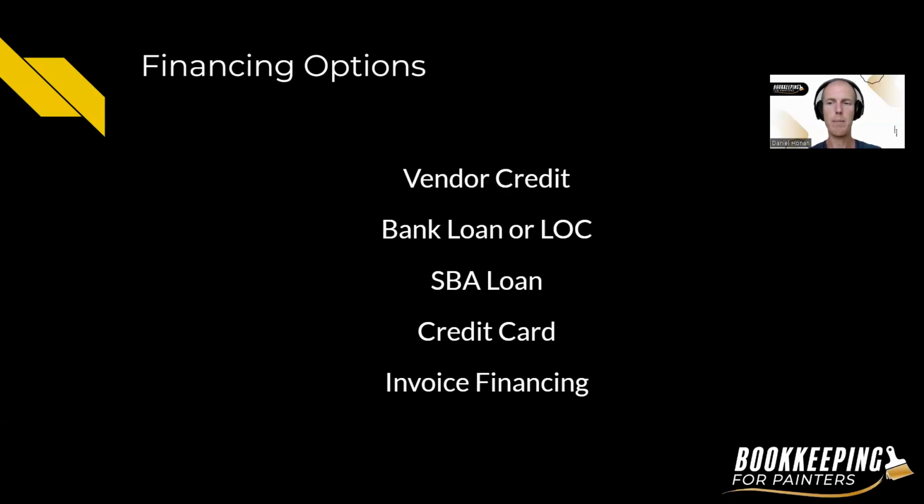And what they'll do is they'll basically buy your accounts receivable and give you cash now. Give you cash today, basically buying your receivables. And so when the money comes in for the receivable, it goes to the company that bought the receivables from you. So that's called invoice factoring or invoice financing. So those are some options for winterizing your cash flow.